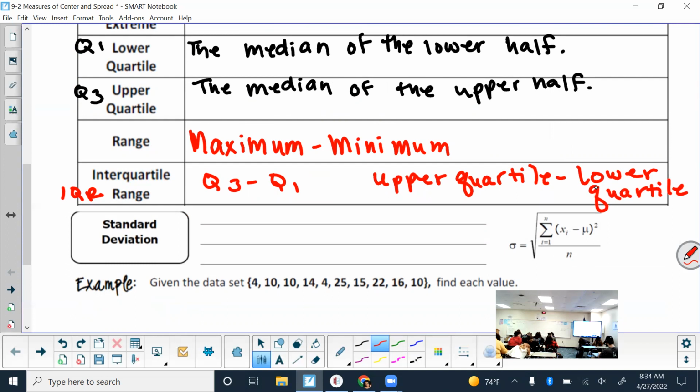All right, any questions about this vocabulary? Anyone miss any of them? Do you need me to go back to one?